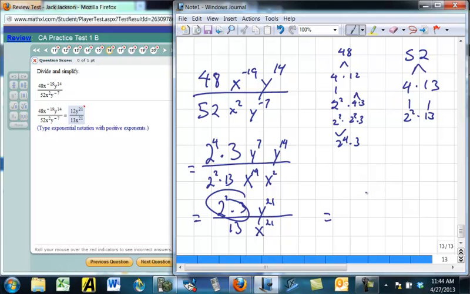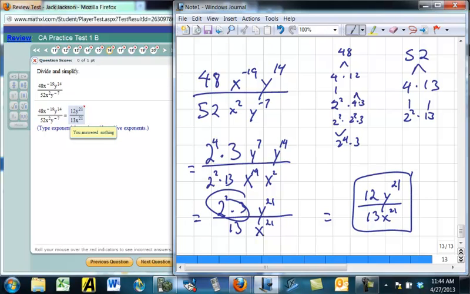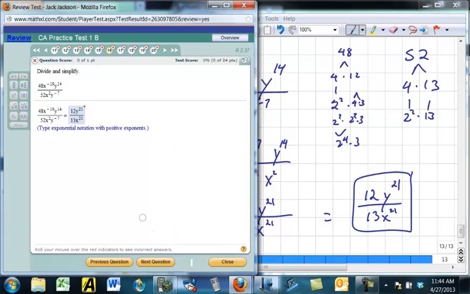2 squared is 4 times 3 is 12. So it's 12 y to the 21st over 13 x to the 21st. We will leave it like that, which is what they have. Be sure you use your little fraction button over here on the left to get that, and your little superscript button here to get the exponents.